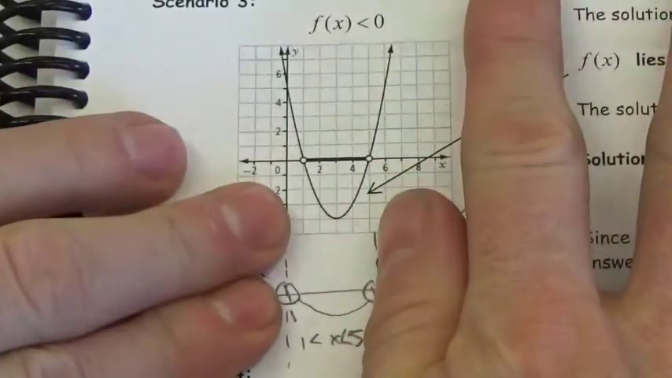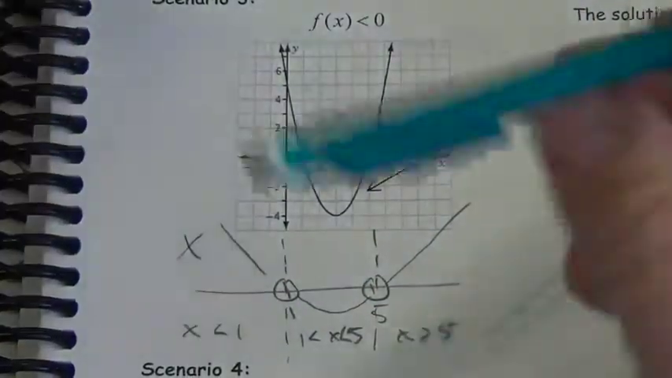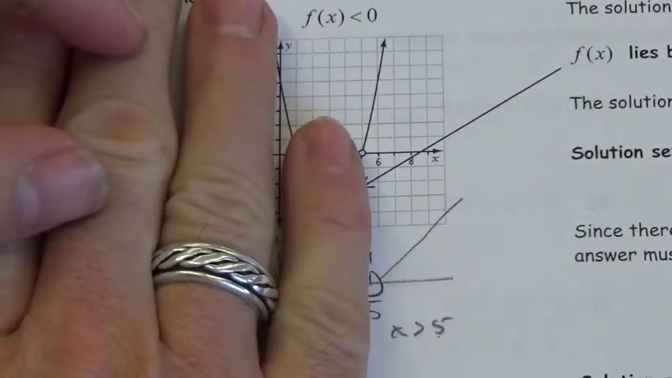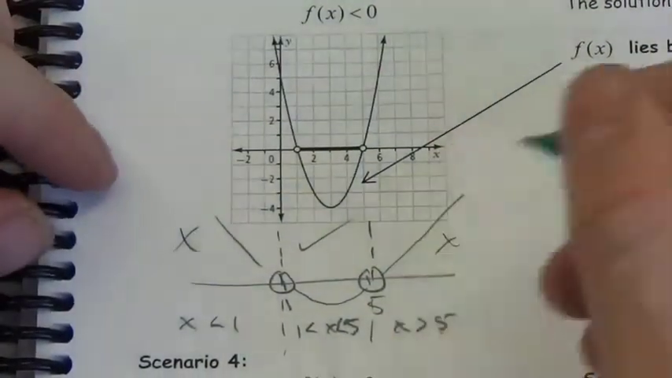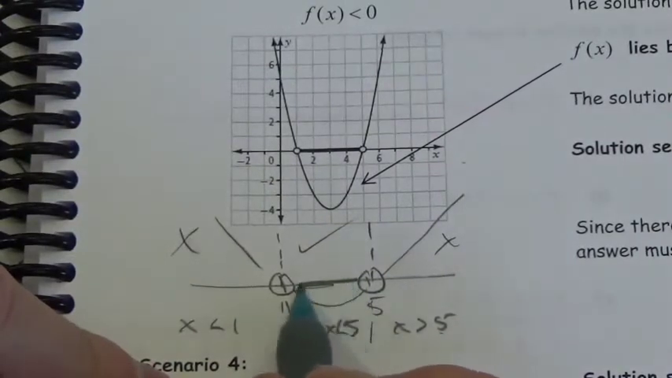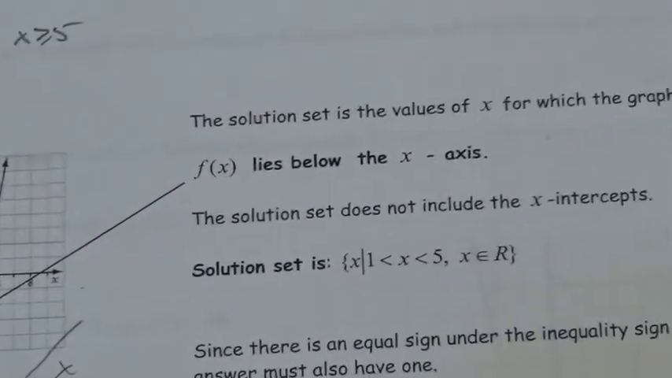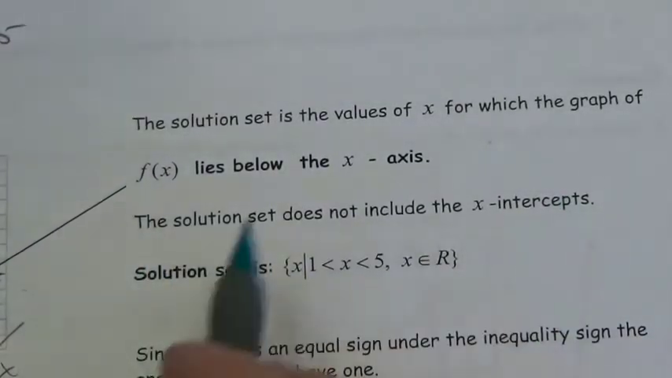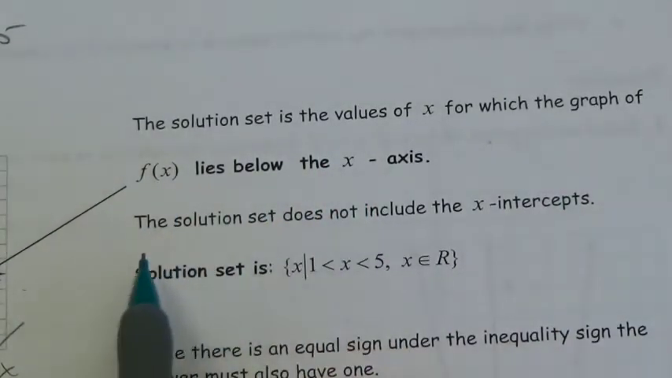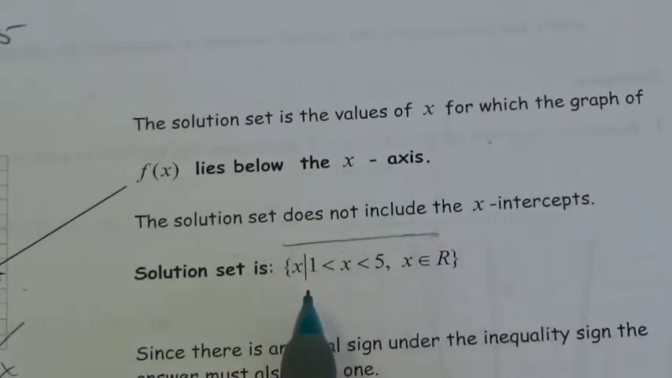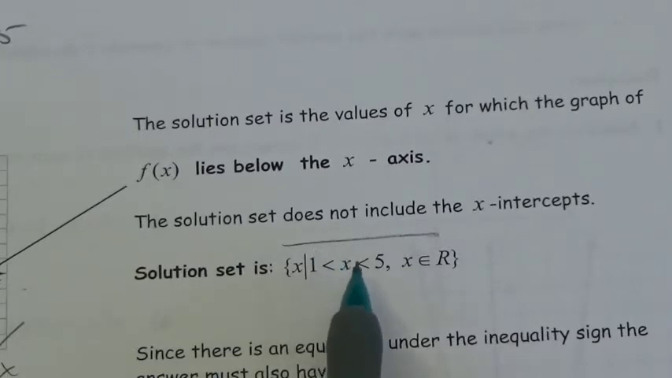In between, are the y values less than 0? Yes. Over here, are the y values less than 0? No. So the answer I'm looking for is in between those two. And so we would answer our question like this: f of x lies below the x-axis. The solution set does not include the x-intercepts, and so we are going to say that it's the set of all x values where 1 is less than x is less than 5. Okay?